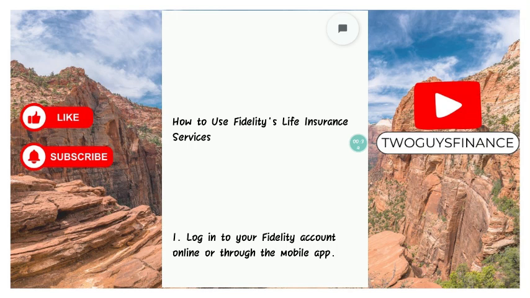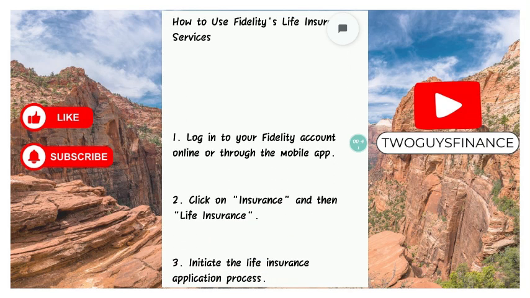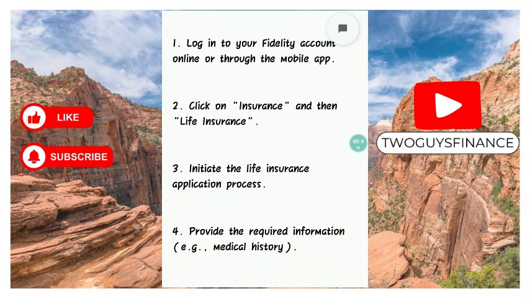Now, once you're logged into your account, you're going to click on insurance, and then you're going to click on life insurance. Now, it's going to initiate the life insurance application process, and there you're going to need to provide the required information. Of course, that's going to include medical history.